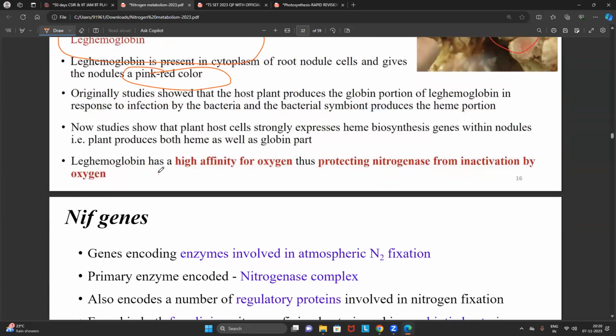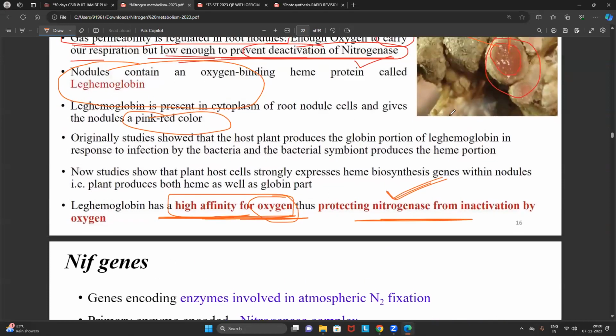Look into this. Leg hemoglobin has the highest affinity for oxygen. So whenever the leg hemoglobin associates with the oxygen, our nitrogenase enzyme will be protected. Then the nitrogenase enzyme will never be inactivated. It will keep on fixing the nitrogen whenever it is required.